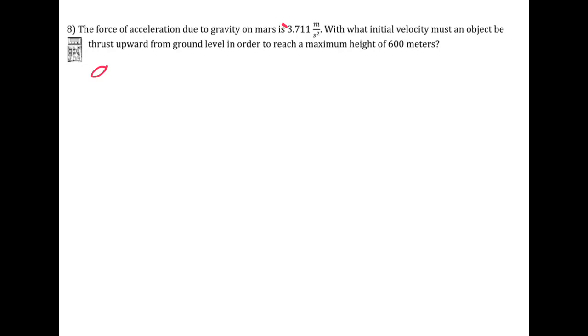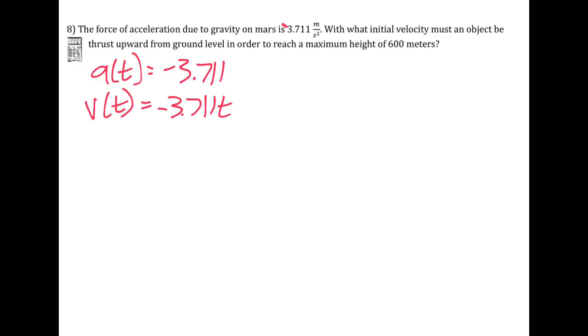So we're going to take our acceleration equation, a of t equals negative 3.711, and we're going to integrate that to get velocity. So we're going to get v of t equals negative 3.711 t plus v naught, our initial velocity. This time we will have an initial velocity. We're not dropping an object. It needs to start with some positive velocity that's going to propel the object upwards. So we get that equation.